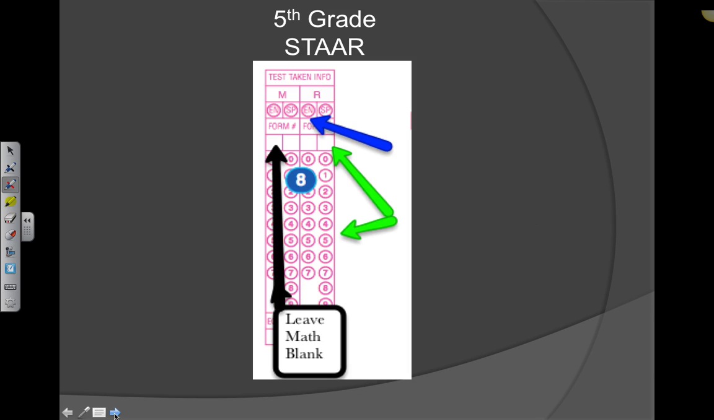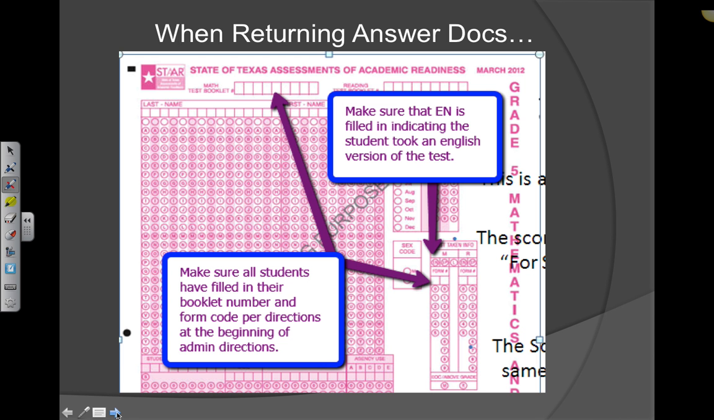For answer documents, here's what the 5th grade STAAR answer document looks like. It should be bubbled in that English is what they're taking, so make sure and double check that. You're going to fill in the form number, not the students, because it's very important, and bubble in the corresponding numbers. Make sure that anything concerning math for 5th grade is just completely kept blank.